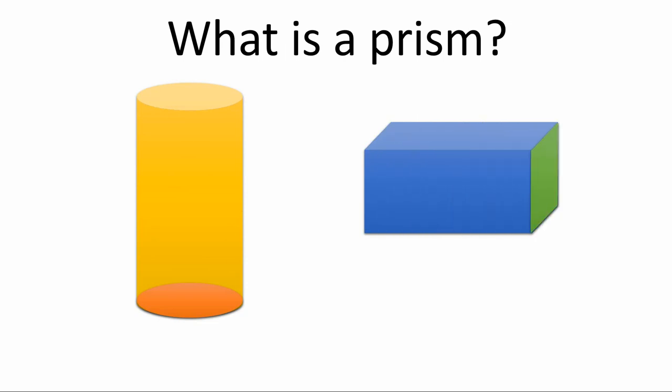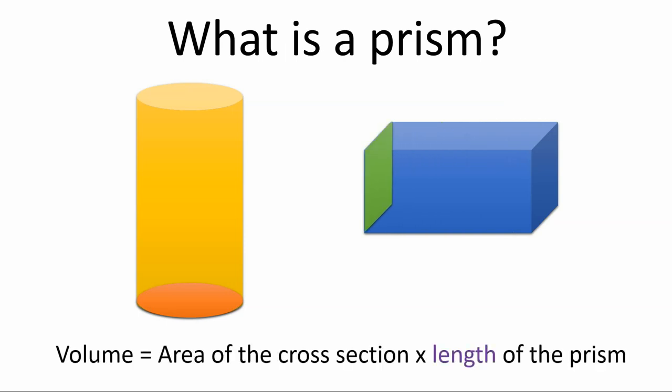So basically it doesn't taper to a point like a cone would. A cone is not a prism because that circle going up would get smaller and smaller and smaller, or going down would get bigger and bigger and bigger. So that is what we mean by a prism.